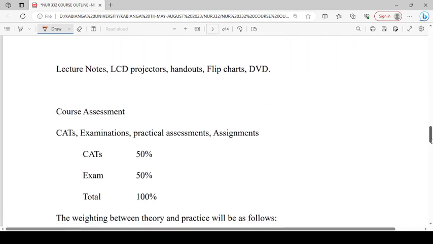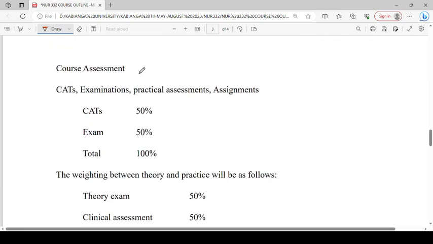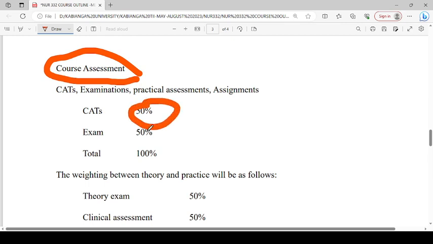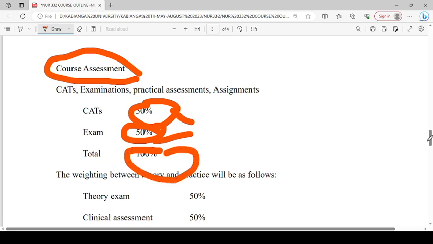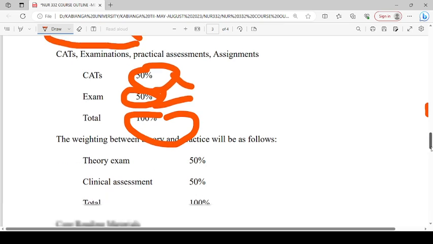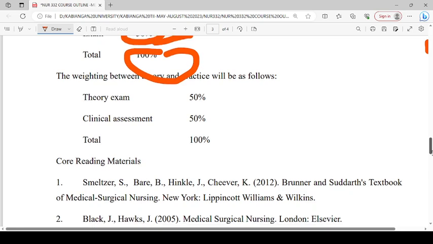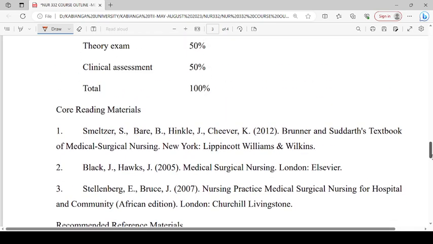Okay, thank you. We're going to look at the CAT assessment. In the course assessment, you have the CAT, which constitutes 50%. Then you have the main exam, which consists of 100 but will be converted back to 50, so that you take the 50 in the CAT plus the 50 in the main exam, giving a cumulative figure of 100. So the weighting between the theory and the practice will be as follows. Theory exam is 50, clinical assessment is 50, totaling 100 marks.